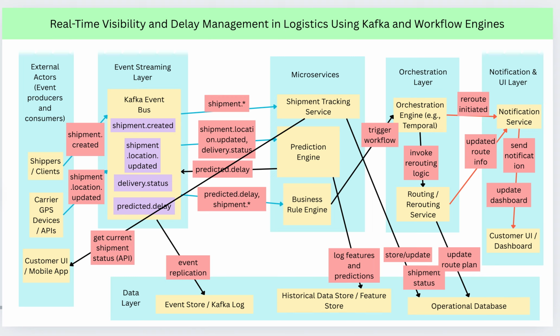Routing and rerouting service. It queries real-time maps, traffic APIs, and carrier availability. Returns alternate routes. Updates the shipment's route in the operational database. Instead of hard coding reroute logic, we let workflows orchestrate what to do when something goes wrong.